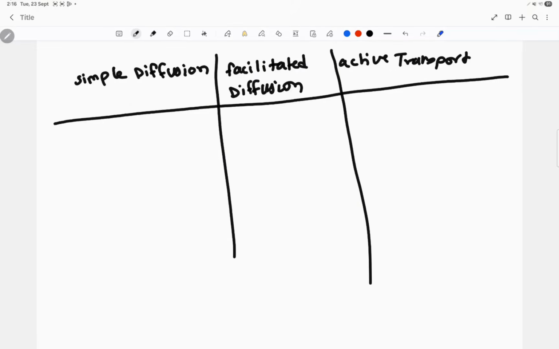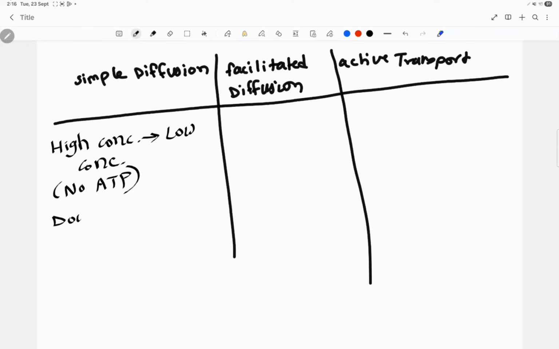So in the case of simple diffusion, we have to go from high concentration to low concentration without spending any energy. That means no ATP is needed. And moving from high to low is called moving down the concentration gradient. And we don't need any help from any membrane proteins. No membrane proteins needed.